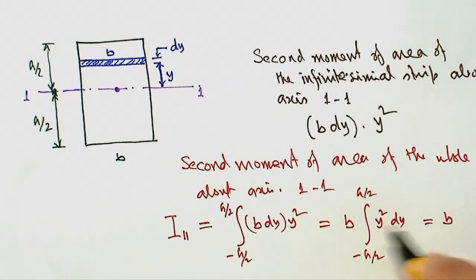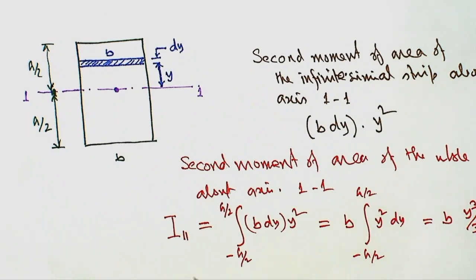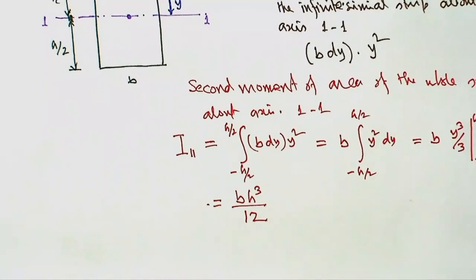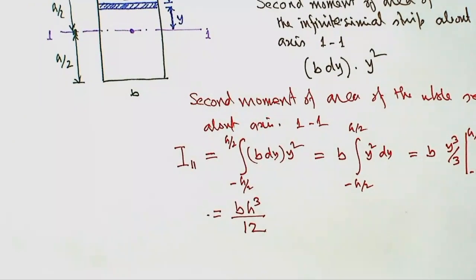So if you do the integration, this is y cubed over 3, from minus h over 2 to plus h over 2. If you complete that, it will be h cubed over 8 times 3, 24, minus minus h cubed over 24, so that will give you b h cubed over 12. So that's the second moment of area of this rectangle about an axis 1, 1.